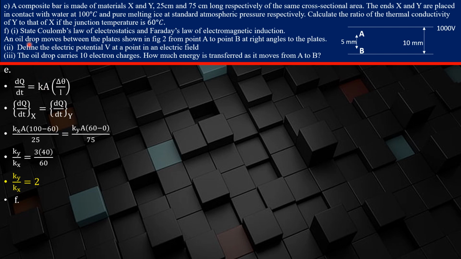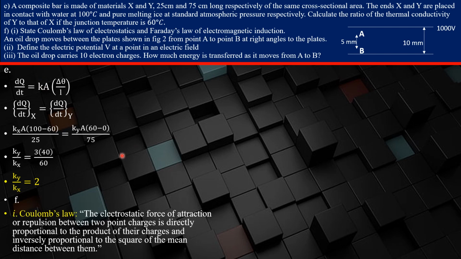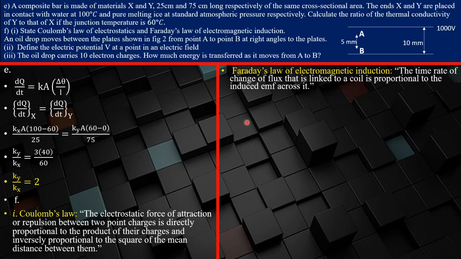So F says state Coulomb's law of electrostatics and Faraday's law of electromagnetic induction. So Coulomb's law: the electrostatic force of attraction or repulsion between two point charges is directly proportional to the product of their charges and inversely proportional to the square of the mean distance between them. Faraday's law of electromagnetic induction: the time rate of change of flux that is linked to a coil is proportional to the induced EMF across it.